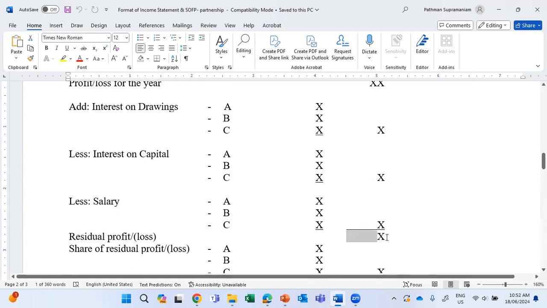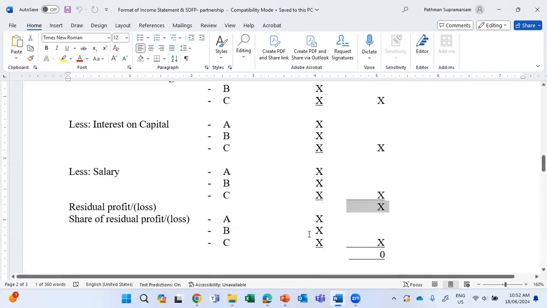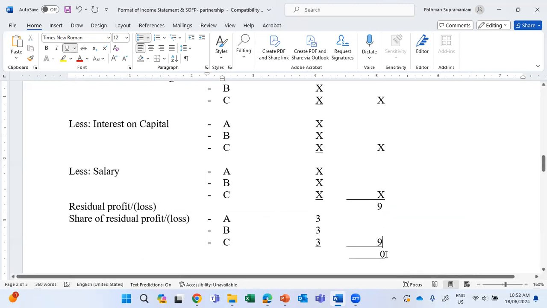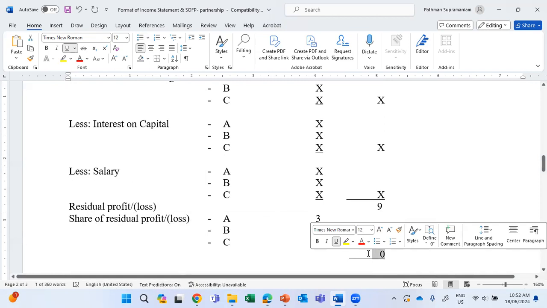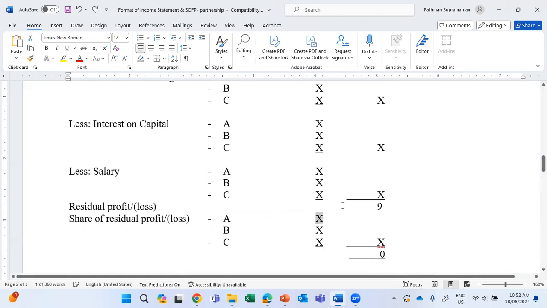Okay, now what do we do with this figure? We need to, how should I say, zeroize it. We need to give it a share among the partners, and that's where the profit and loss sharing ratio comes in. So you share. For example, if this is 9,000 and the question says each of them gets the same, here will be 3, 3, and 3, right? So these 3, 3, 3 will add up to 9. So 9, make sure when you deduct, here must be 0. Okay. All right.